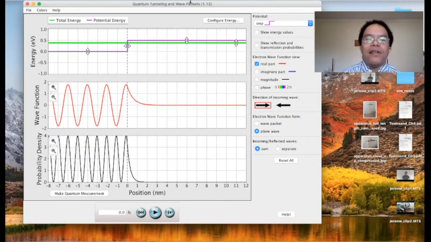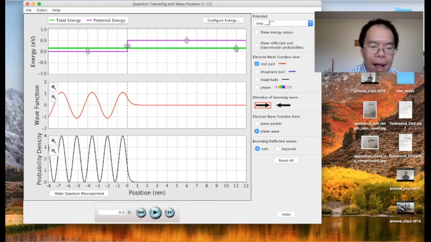Welcome back. So let's see what happens as we lower the total energy. As we do that, aha! So here in the forbidden region, we have less penetration. It looks like the wave function decays to zero over a shorter distance than it did before.